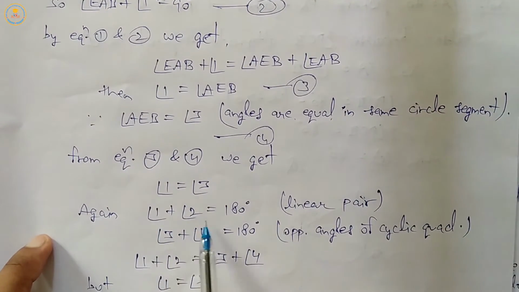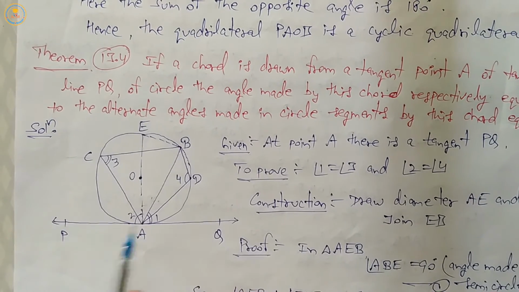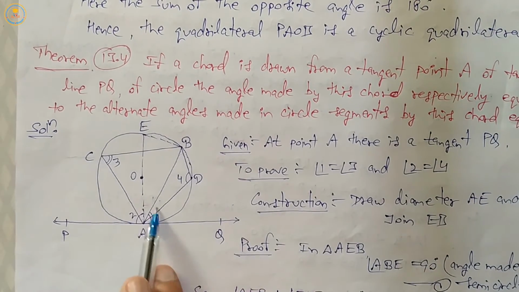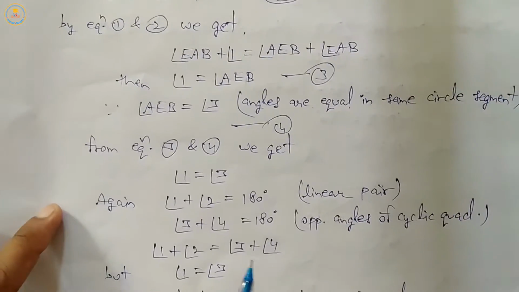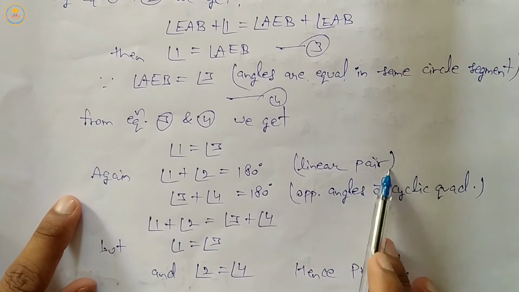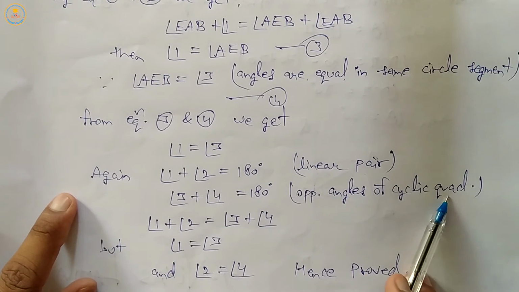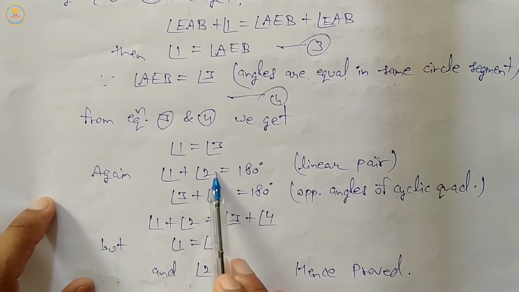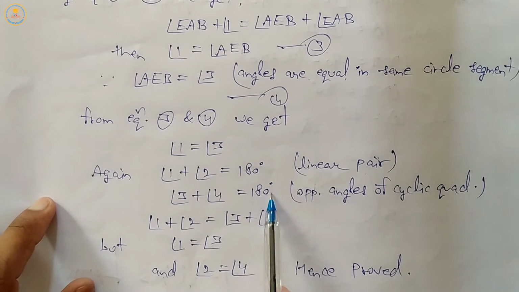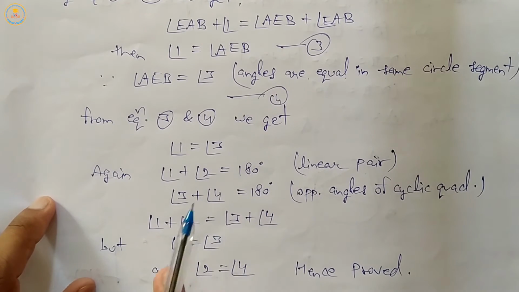Again, angle 1 plus angle 2 equals 180, because PAQ is a linear pair and the sum of angles on a linear pair is 180. Angle 3 plus angle 4 is also 180, as opposite angles of a cyclic quadrilateral. So 1 plus 2 equals 3 plus 4.